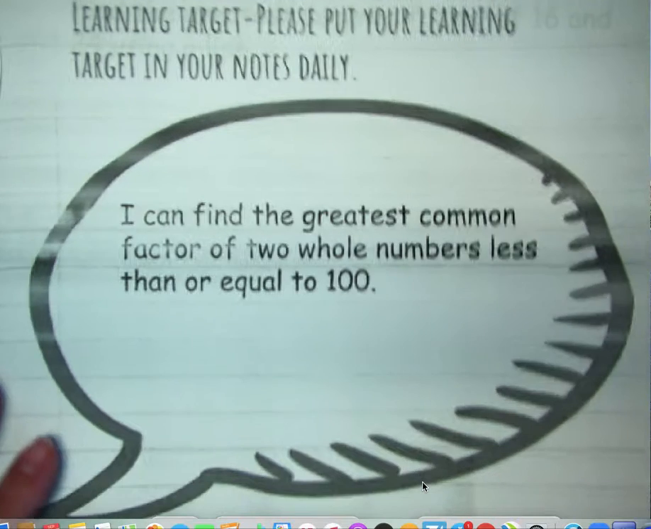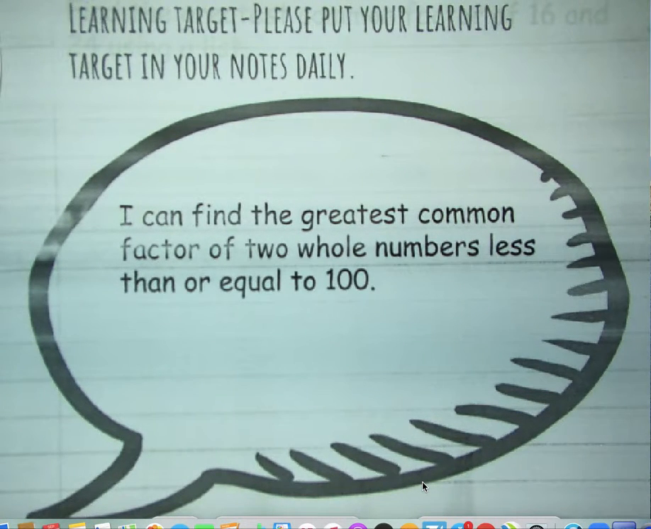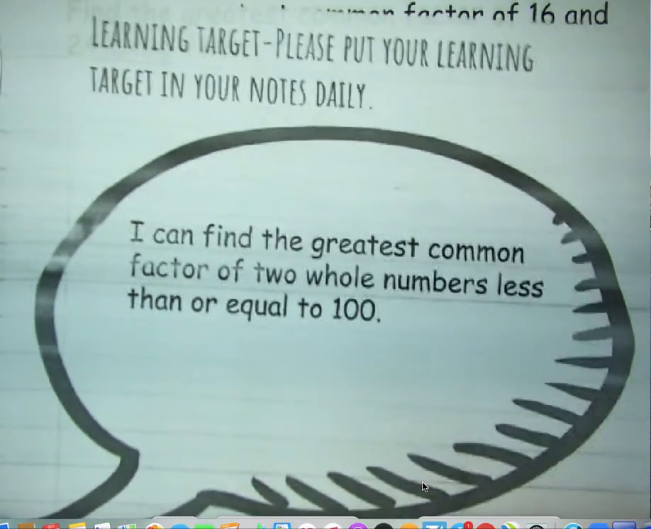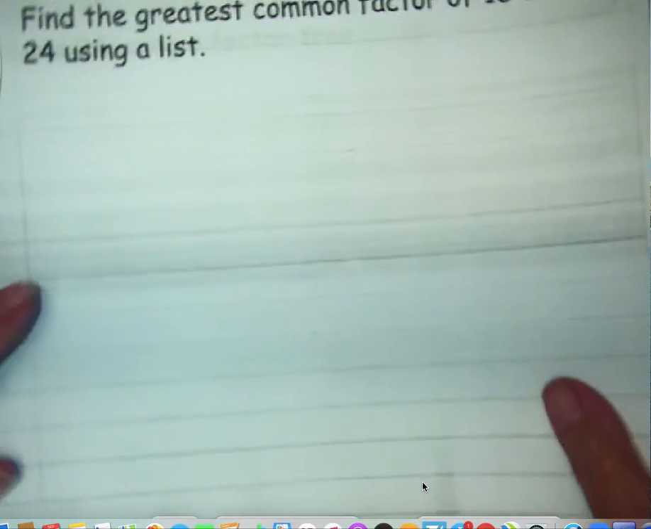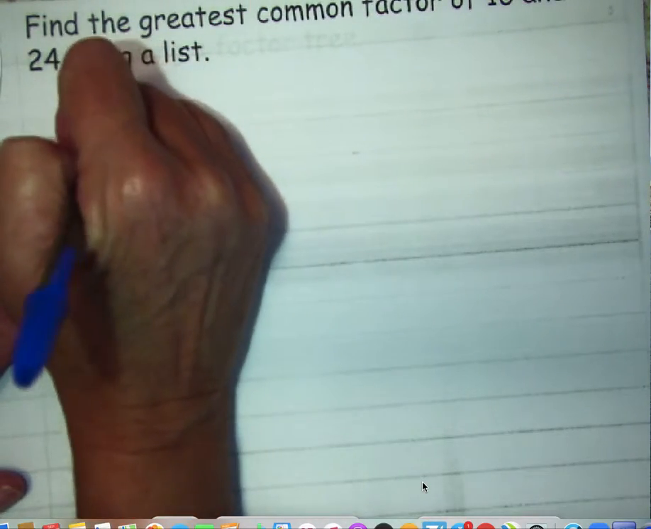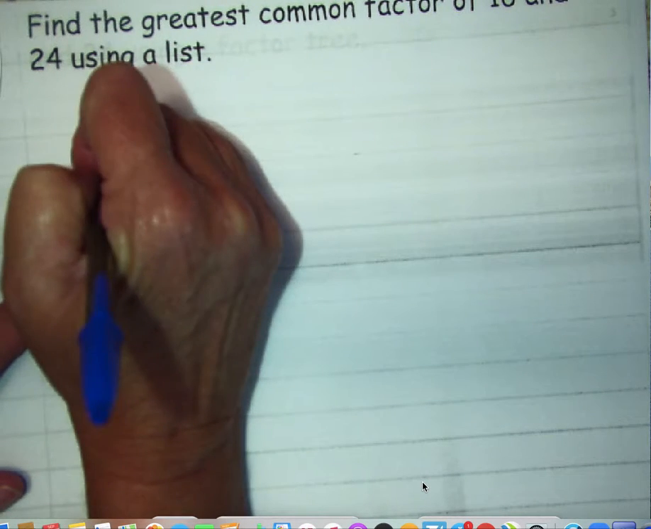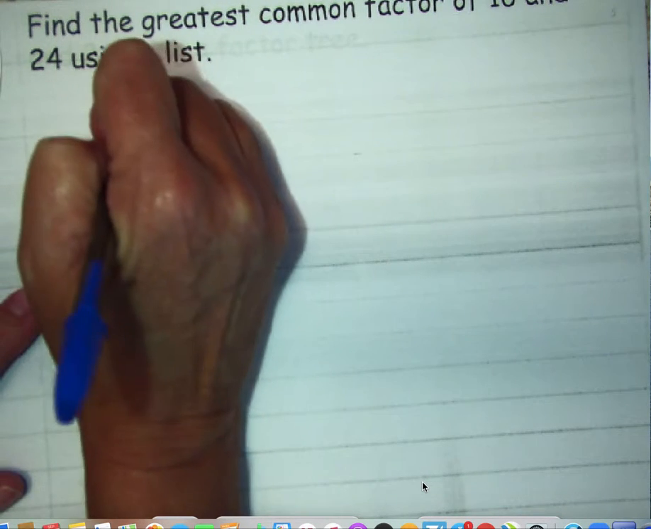All right. So, learning target for today. Pause the video at this time and write this down in your notebook. I can find the greatest common factor of 2 whole numbers less than or equal to 100. Okay? All right, so we're going to look at the same numbers that we looked at on Tuesday, but this time, instead of doing the ladder, we're going to do some listing.